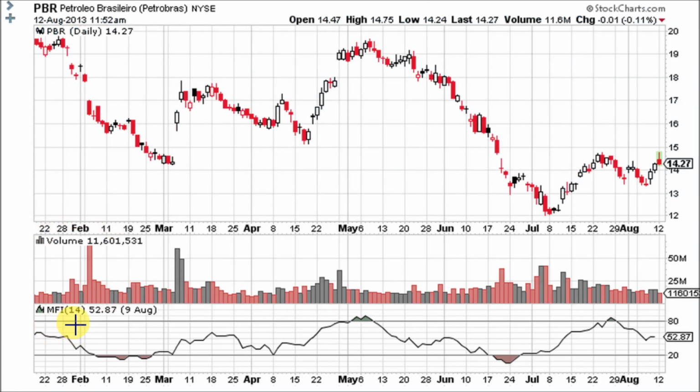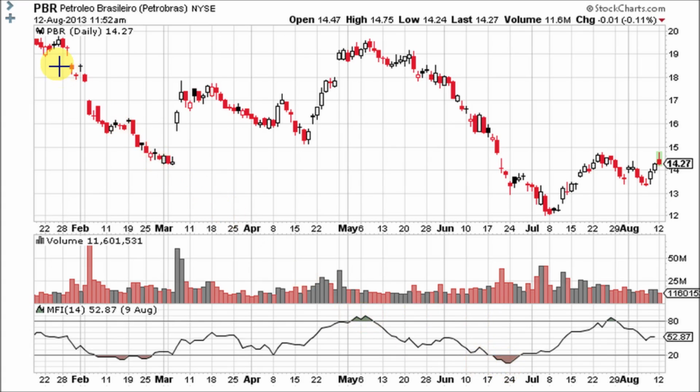And this is the MFI 14 with a reading of 52.87, which is slightly bullish above the 50 line. Now this indicator ranges from 0 to 100 and is very good at identifying overbought conditions above 80, close to the 90 range or so, and oversold conditions below the 20 line in the 10 area.